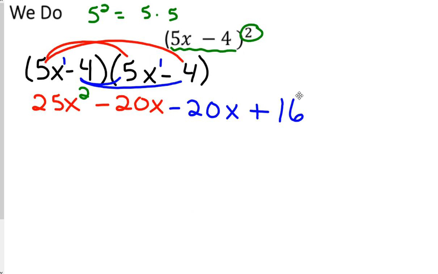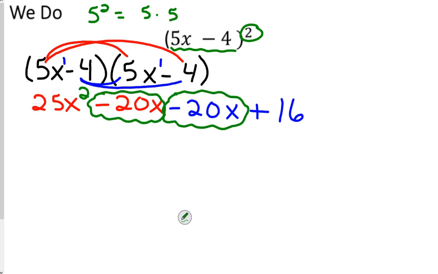So from here, we are now going to take care of our like terms, things that actually go together. So remember, like terms have to be the same variable, so same letter and same exponent. So I do have x squared and x's, but these other x's don't have an exponent of 2, so they're not like terms with the x squared term. The only like terms we have are negative 20x and the other negative 20x because they both just have x.